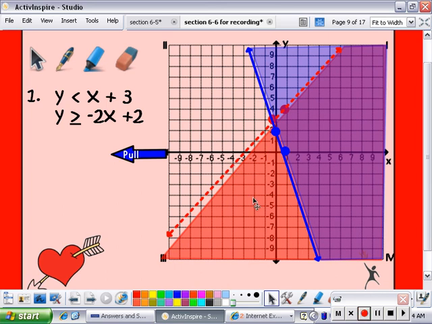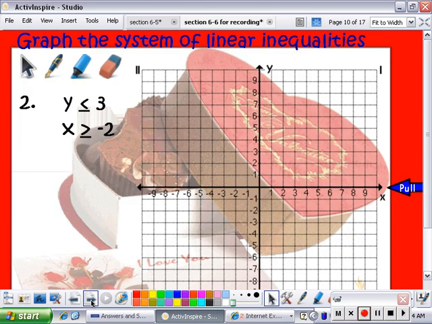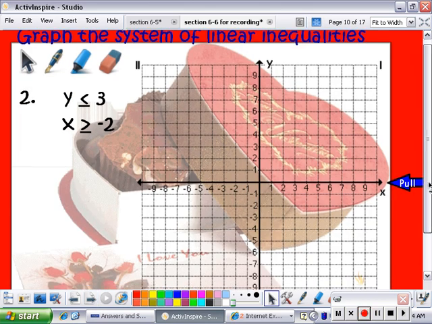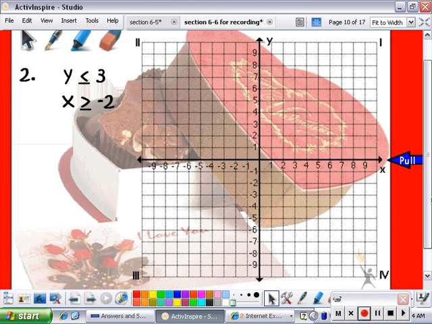Shading underneath the first line because it's less than. Shading above the second line because it's greater than. Again, this purple area is our solution to the system. Let's take a look at another example, keeping in mind that x equals and y equals are vertical and horizontal lines. So the first one is y is less than or equal to, so that's going to be a horizontal line. X is greater than or equal to negative 2, so that's going to be a vertical line.